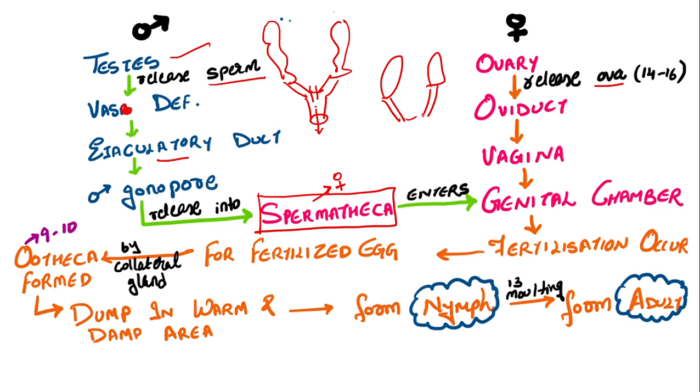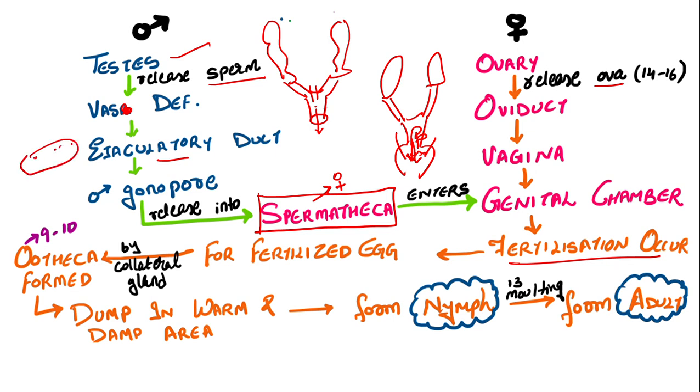Ovary से egg release हुआ. So this is your ovary. Ovary से egg release हुआ, oviduct में आया, oviduct से vagina में आया, vagina से genital pouch में your egg is going to enter. यहाँ पे क्या था? Spermatheca is present, spermatheca से spermatophore will enter. So in the genital chamber, that means the upper genital chamber, what will happen? Fertilization takes place. For the fertilized egg, ootheca is formed by the collateral gland.